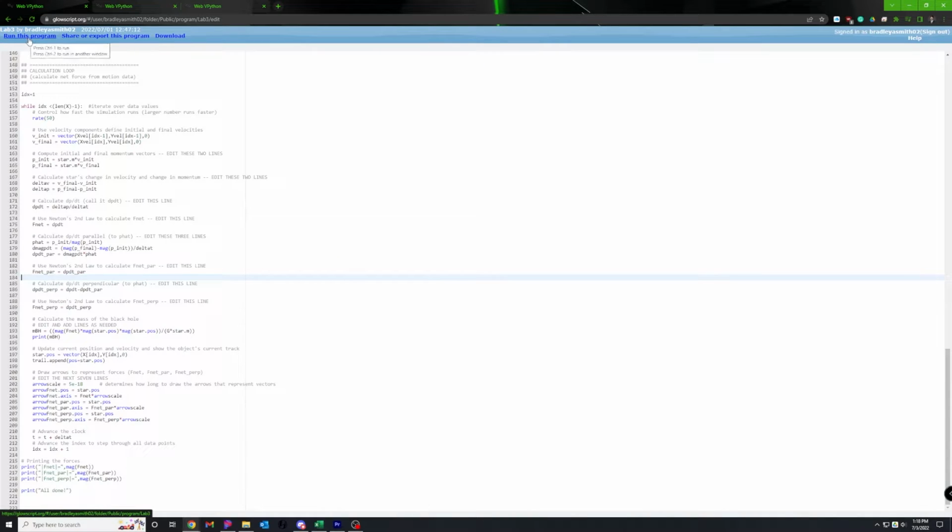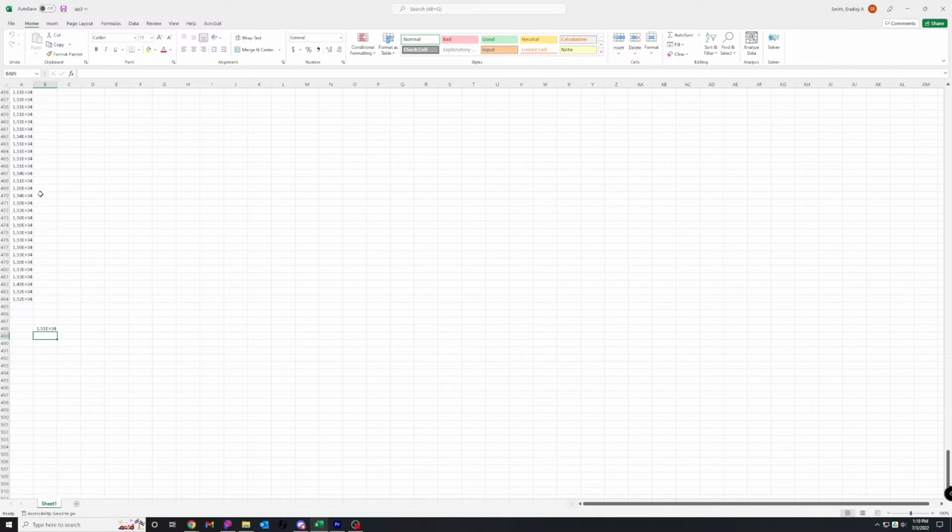If we run the program that we discussed just a second ago, we can see that the star moves in an orbit and the force net and perpendicular components point towards the black hole. We then take the data that we got, which produced over 400 data points, to find our mass of the black hole. You took the average of all the data points and got approximately 1.51 times 10 to the 34th power.